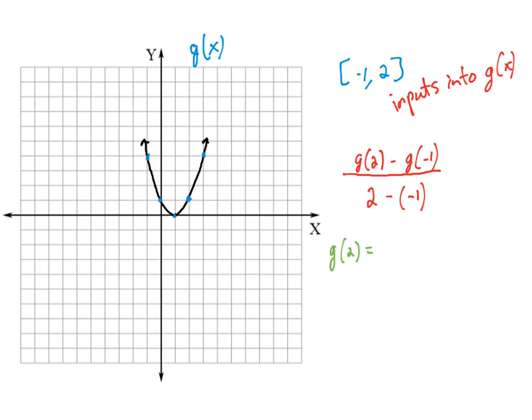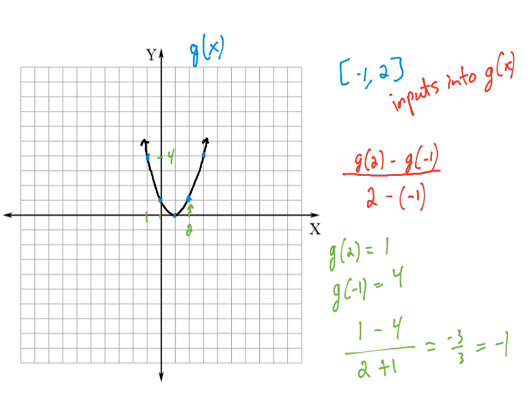So we're just going to go here. This is 2, so that function value is 1. G of -1, well at -1, that's 0, -1, we're at 4. So we're going to say 1 minus 4 divided by 2 minus -1, which is 2 plus 1. So we end up with -3 over 3, which is -1.